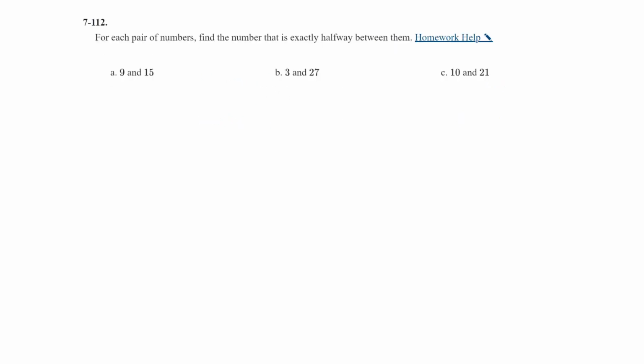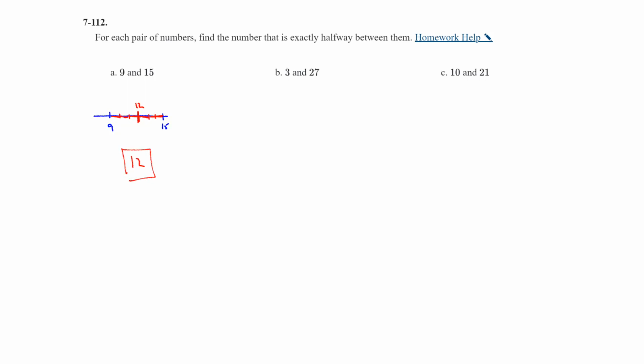Question 112. For each pair of numbers, find the number that is exactly halfway between them. So, just to give us a little visual here, we have 9 and 15. So, we also have 10, 11, 12, 13, 14. So we could just work our way in. There's 1 unit. There's 2 units. There's 3 units. And so right here would be halfway, which would be 12. So that's one way to look at it, is just to get a visual.